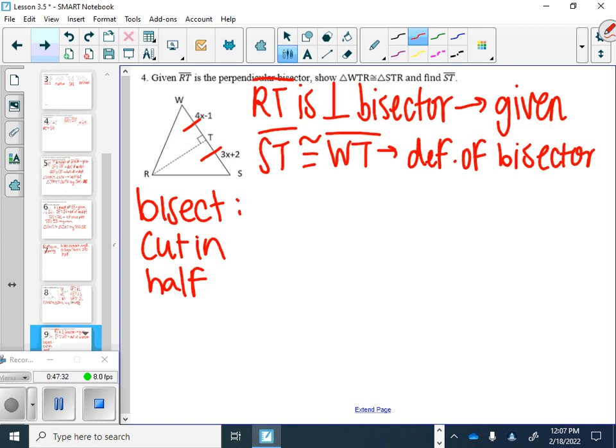Alright, what else do I know? Got a side. Sorry? How do you know which angle to say first? Your vertex, where the angle opens, that letter must be in the middle.